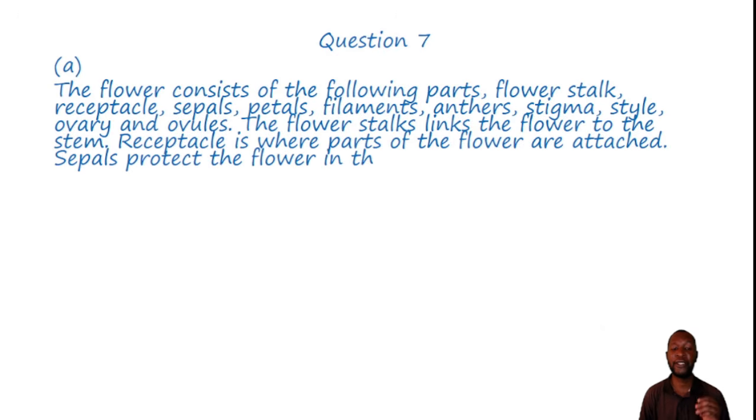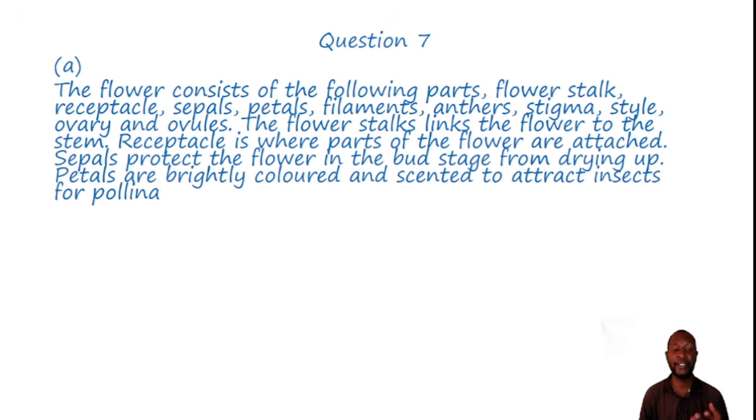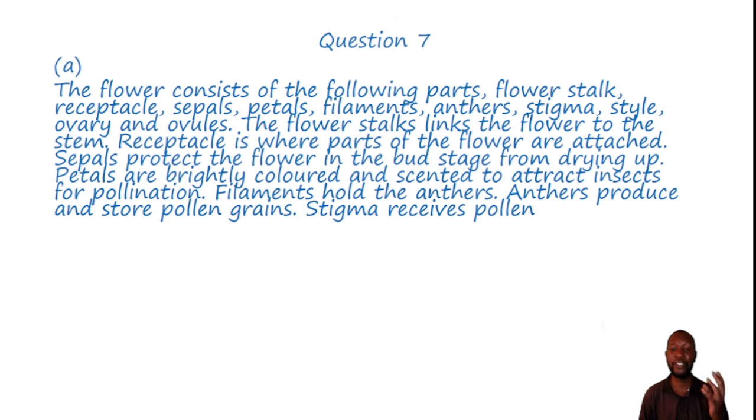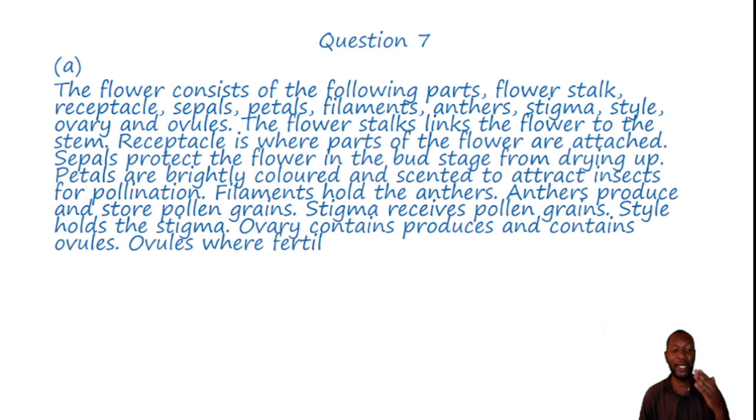Sepals protect the flower in the bud stage from drying up. Petals are brightly colored and scented to attract insects for pollination. Filaments hold the anthers. Then the anthers produce and store pollen grains. Stigma receives pollen grains. The style holds the stigma. The ovary contains and produces the ovules. And the ovules is where fertilization takes place.